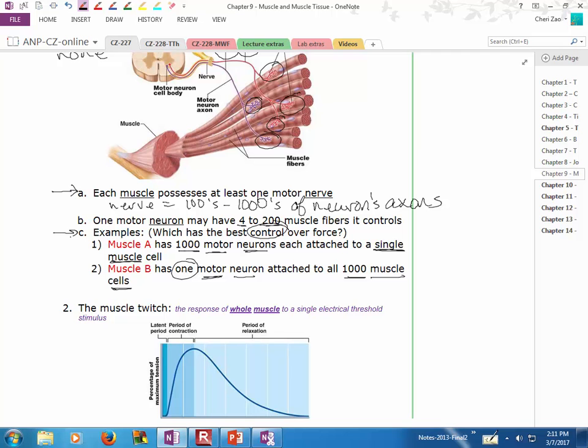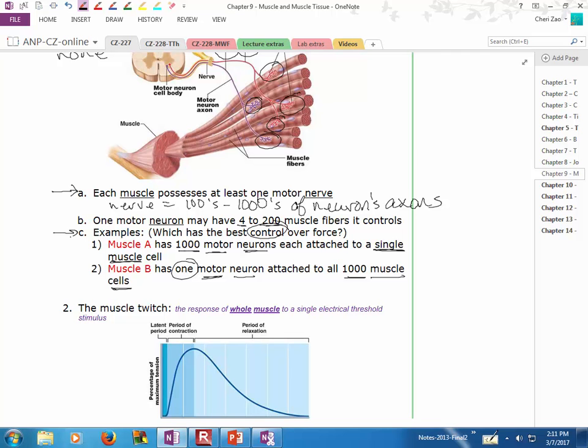That's why I want you to understand it's all or none. It does it or it doesn't. It doesn't do it halfway. And so one of the things we're going to talk about next is that in order for you to see gradations of muscle contraction, it is related to however many muscle cells are shortening.